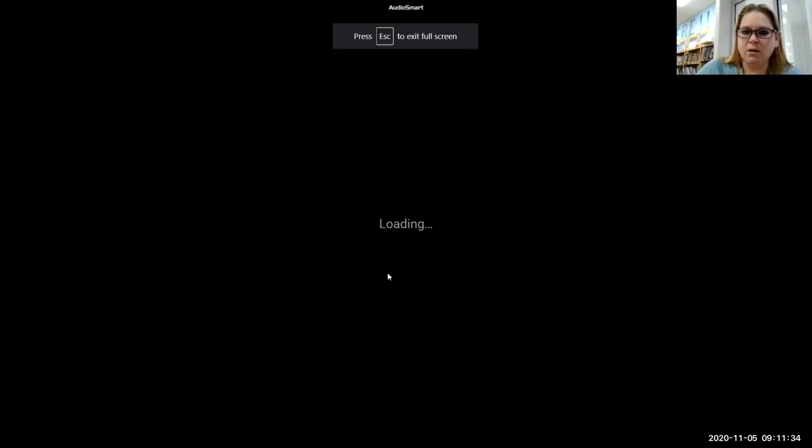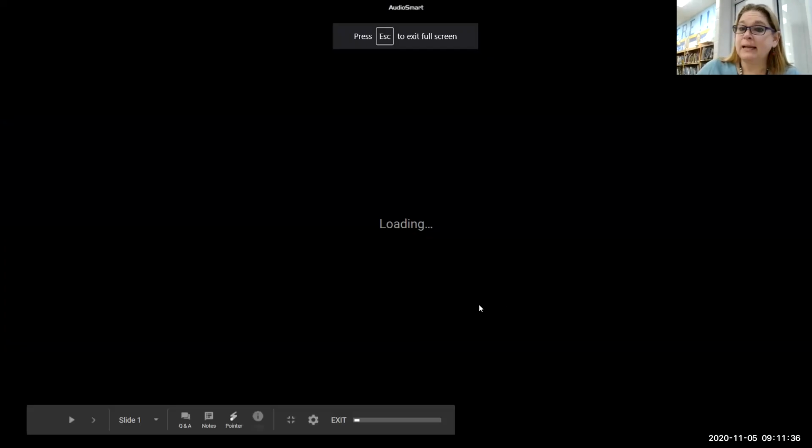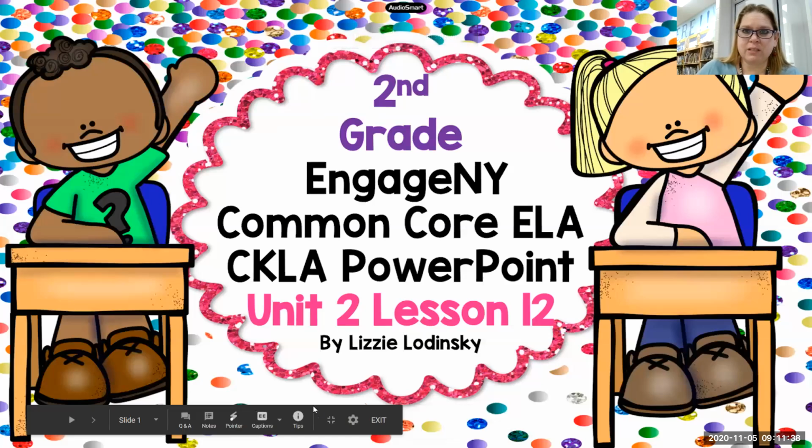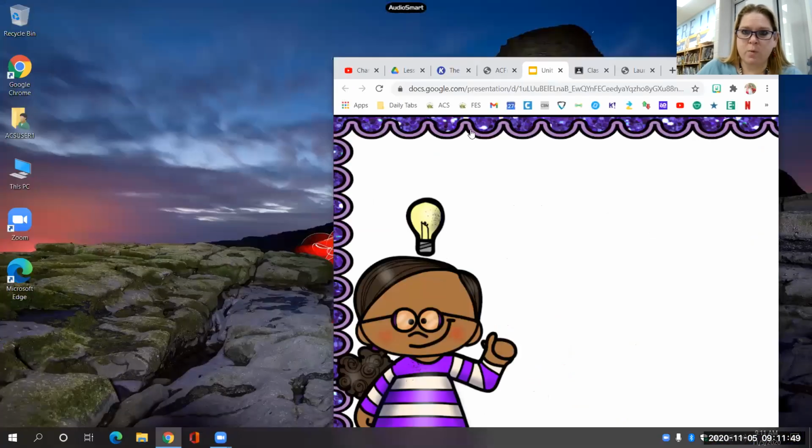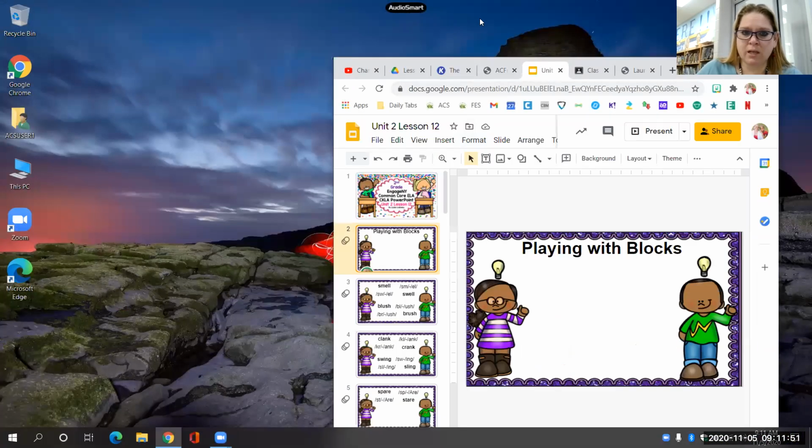Okay, so we are on lesson 12 of Unit 2. Before we get started, we're going to do our playing with blocks. And so I need to pull up that whiteboard that I used yesterday. I don't remember how I did that. Oops, I don't want to do that. Here we go, whiteboard. Okay.